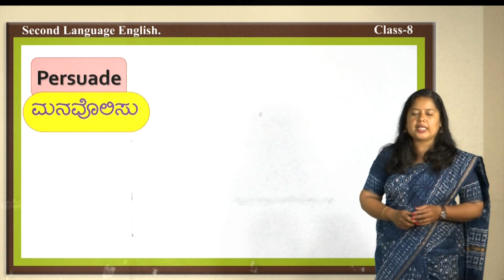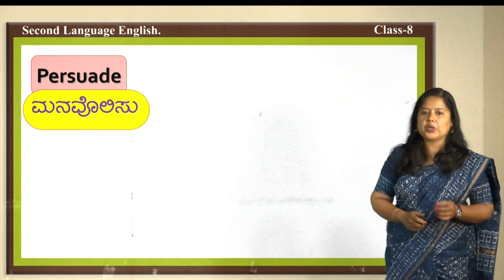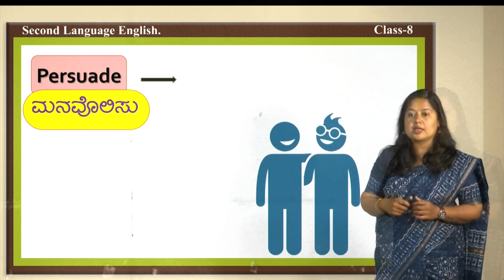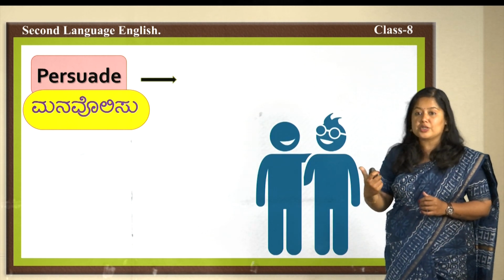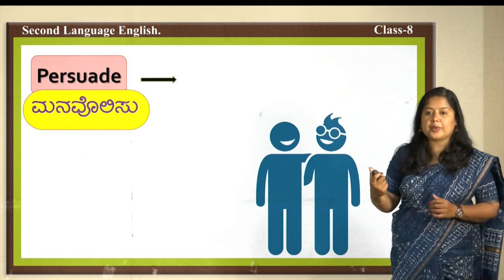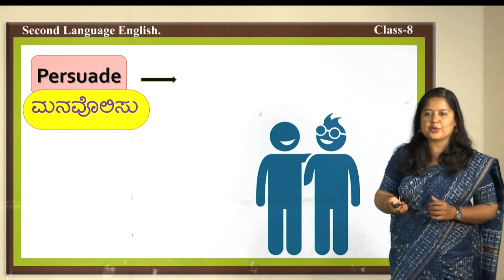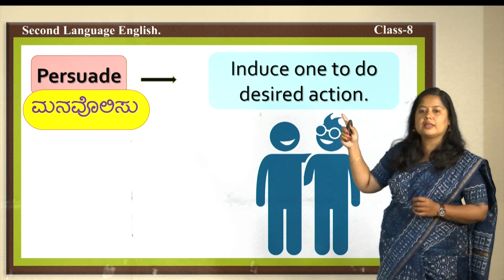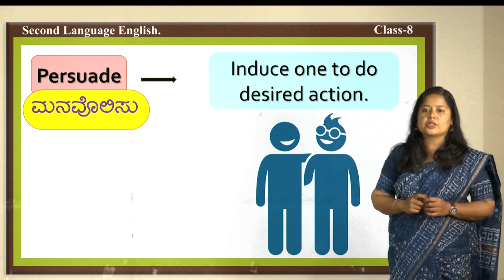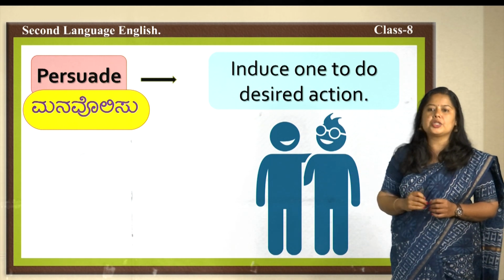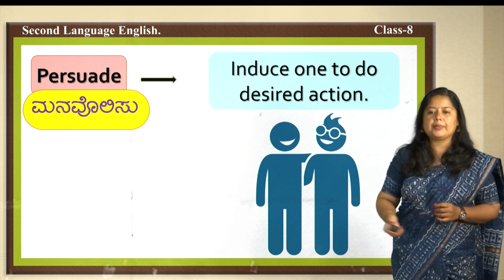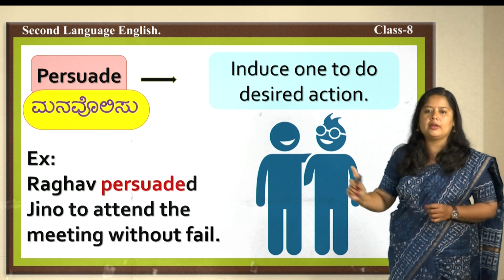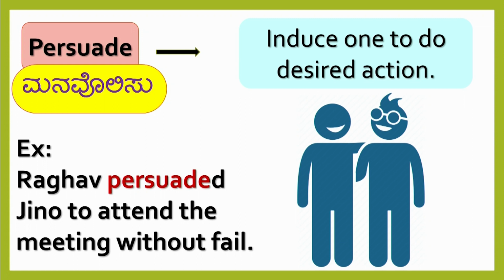So, I move on to the next word now, that is persuade, manavolisu. That's how you are going to talk to your friend to persuade him to do some work. Don't you do that in school? Induce someone to do a desired action. So, with a purpose and a desired action that should happen, you persuade people for it. Example: Raghav persuaded Jino to attend the meeting without fail.